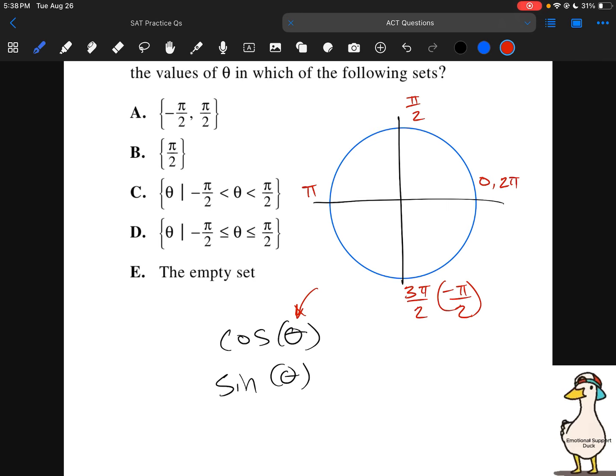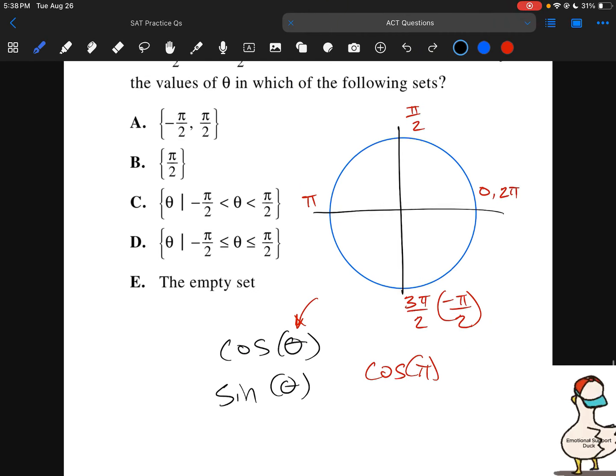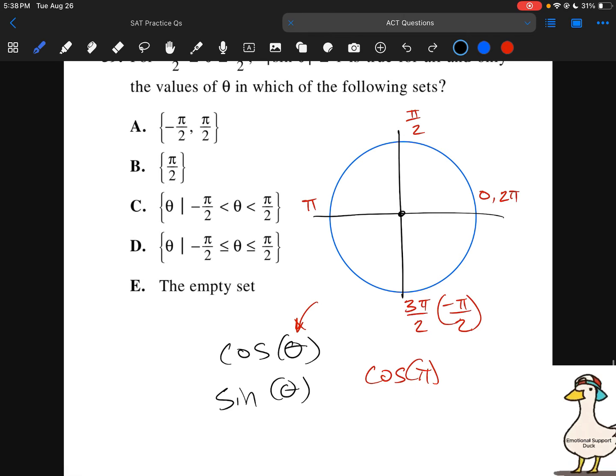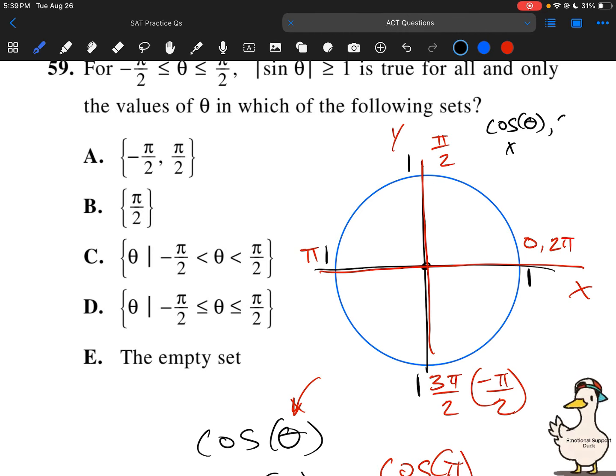So let's say I want to know what is cosine of pi. But what does this tell me? How do I know what this value is? Well, on the unit circle, you know that from the origin outwards, it's always 1. So this is a distance of 1, this is a distance of 1, this is a distance of 1, and this is a distance of 1. If we take this to be our x-axis and this to be our y-axis, then we have a coordinate system. In the coordinate system of the unit circle, cosine of theta is your x value, and sine of theta is your y value.